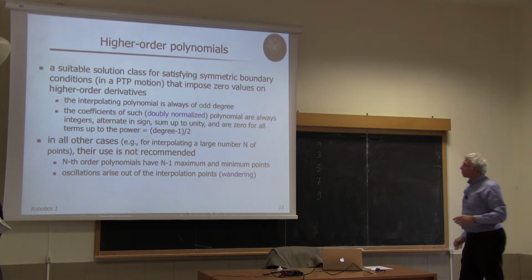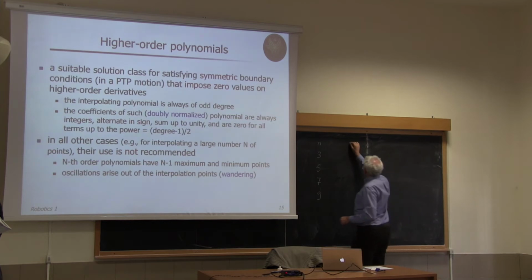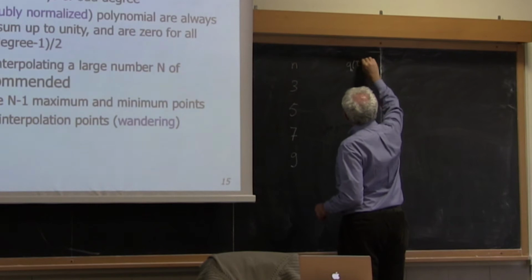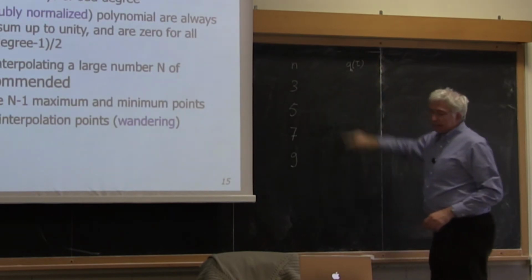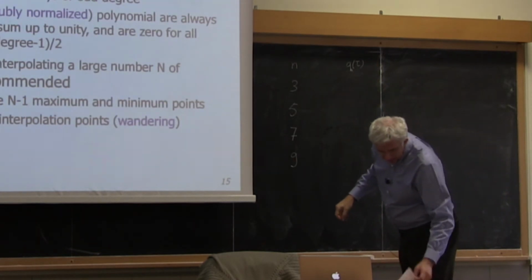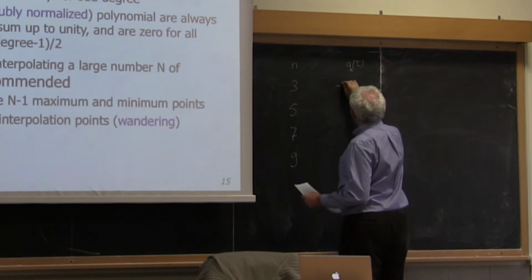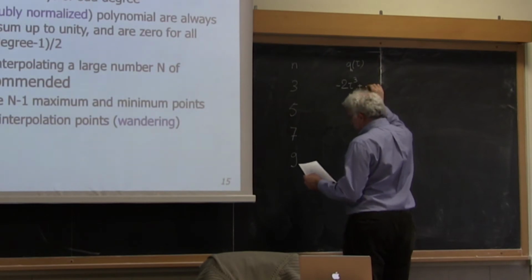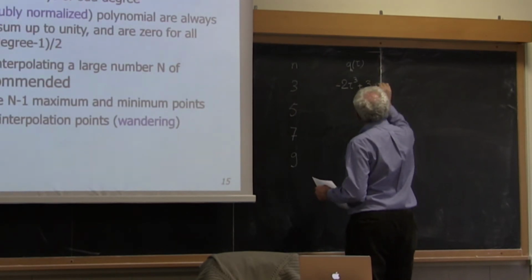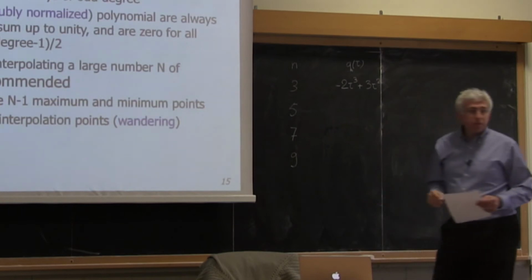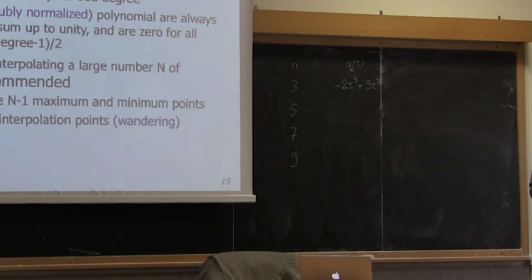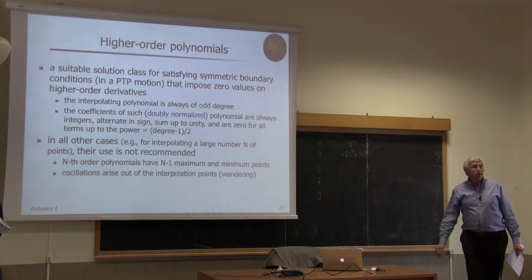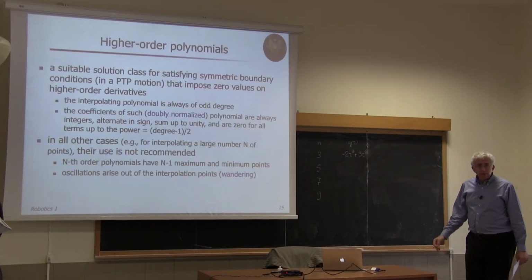This makes sense. Then they are doubly normalized, and in fact this Qn of tau, for this case, I write it again, I have a table, it's minus 2 tau to the third plus 3 tau squared. So this was the first example, the cubic rest to rest, when you're going to 0 velocity, with 0 initial velocity and 0 final velocity.